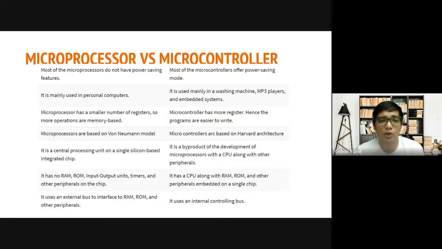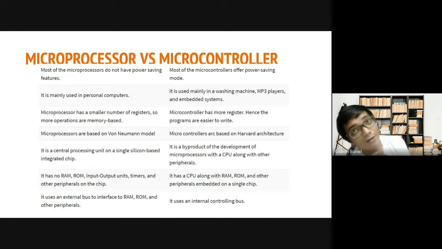Most microprocessors do not have power saving features, while a microcontroller has one. A microprocessor is mainly used in personal computers, as we have talked about earlier, but a microcontroller is mainly used in washing machines, MP3 players, and embedded systems. A microprocessor has a smaller number of registers, so more operations are memory based. That's why we have our hard disk drive or solid state drive, SSD. A microcontroller has more registers, hence the programs are easier to write.